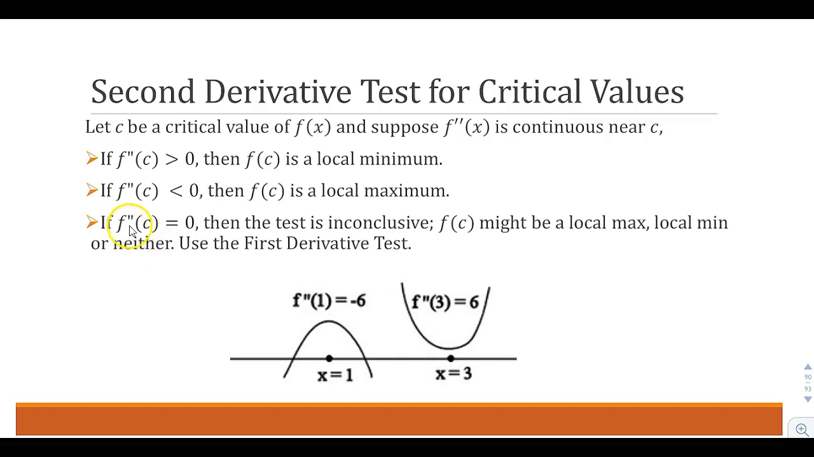Now, if the second derivative at the critical value is 0, then the test doesn't tell us anything, which is inconclusive. So f of c might be a local max, a local min, or it might be neither. We have to go back and use the first derivative test.